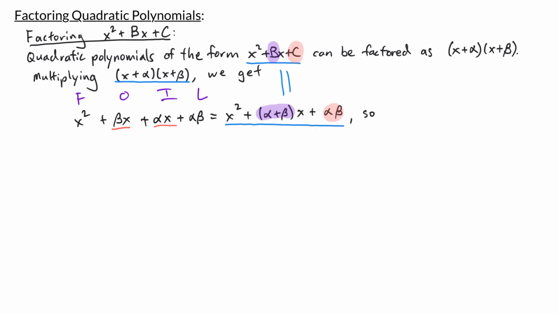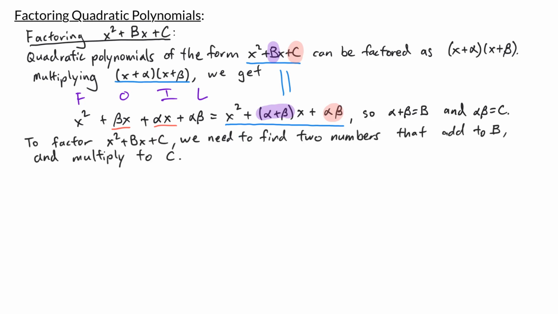So again, this tells us that alpha plus beta is equal to b, and alpha times beta is equal to c. So if we want to factor the quadratic polynomial x squared plus bx plus c, we need to find two numbers, which we called alpha and beta, that add up to b and multiply to c. Let's work through some examples.